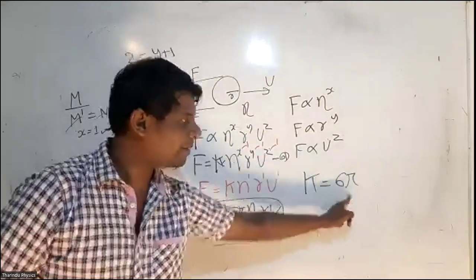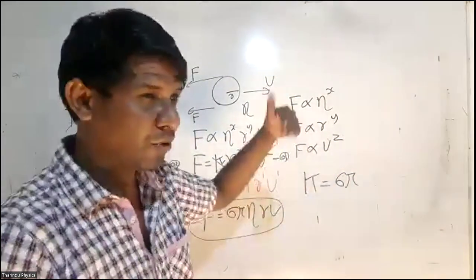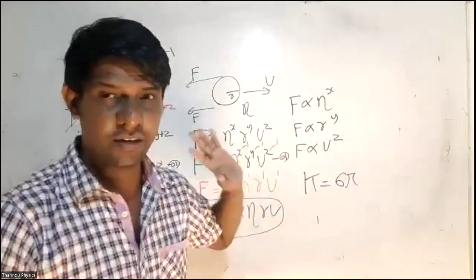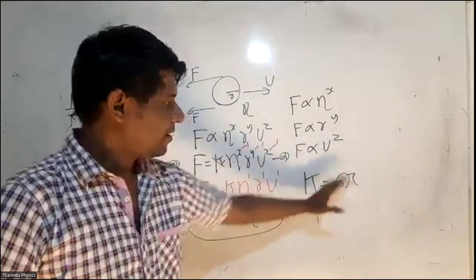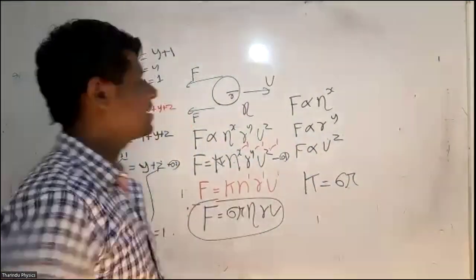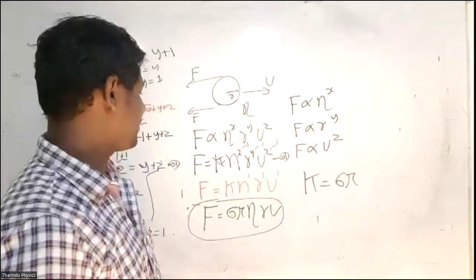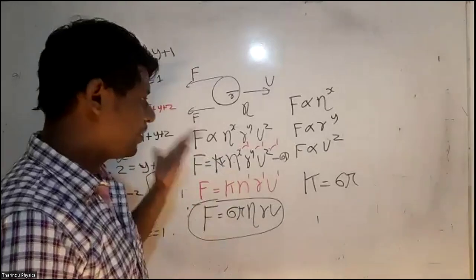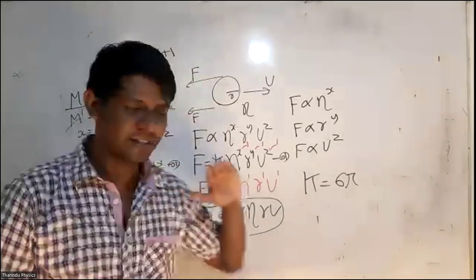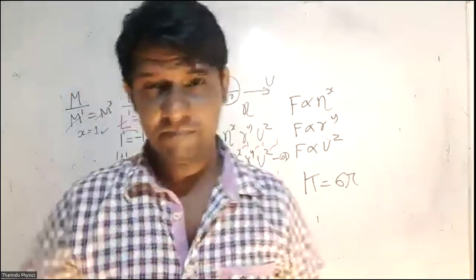You ask me how come 6 pi came? We have to do experiments and find it. No other way. Okay. Can't find the value of a dimensionless constant. We can only put something like k. We don't know what k is. That is a limitation.